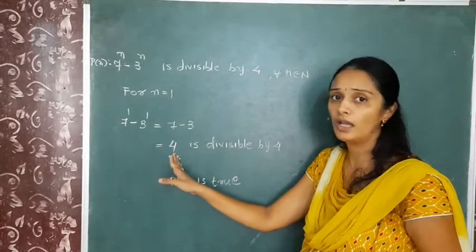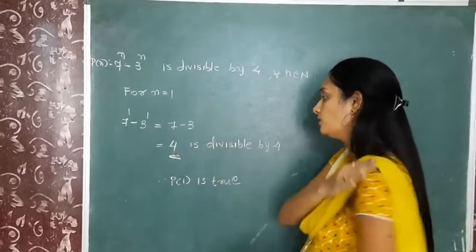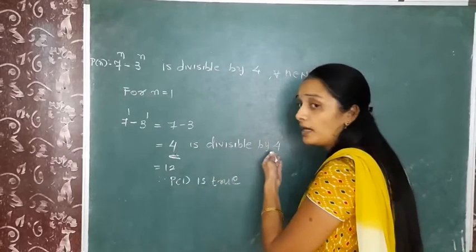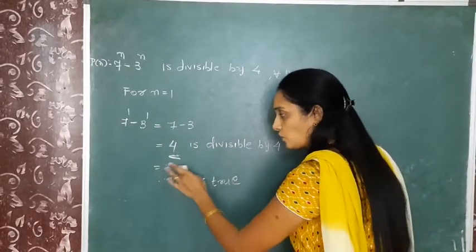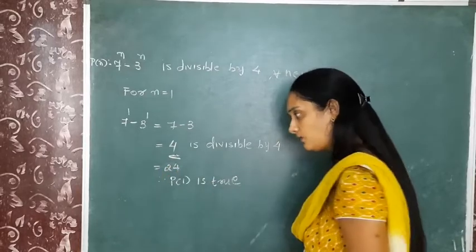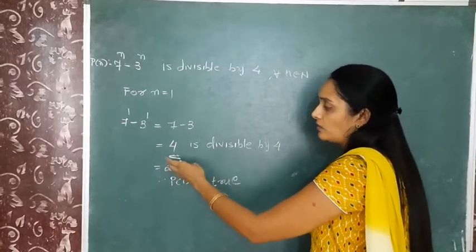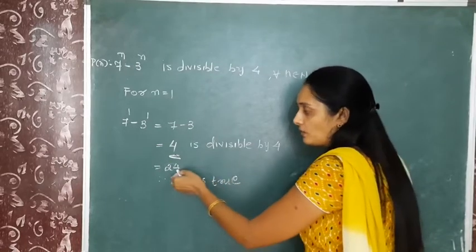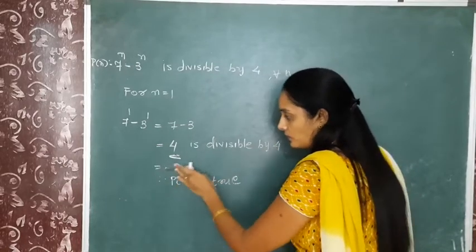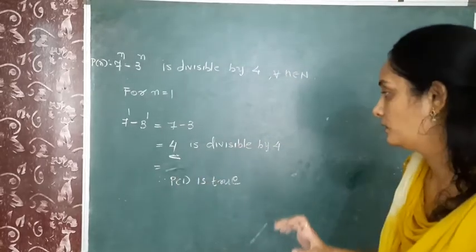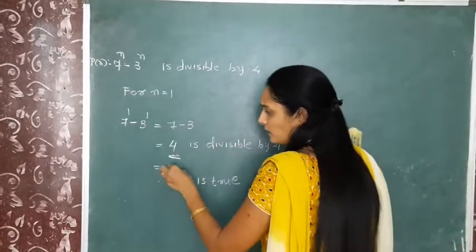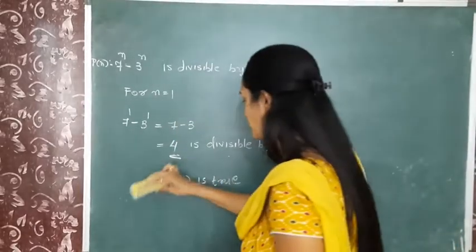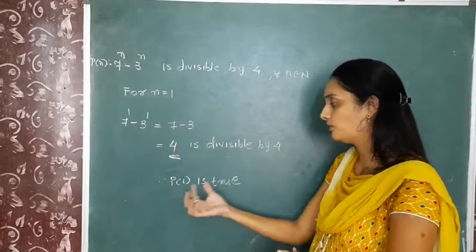Here we have 4 and we can say that 4 is divisible by 4. If here 12, then we also say that 12 is divisible by 4 and therefore P1 is true. If here 24, then we can also say that the given statement is true for n is equal to 1 because 24 is divisible by 4. If here 40, then also we can say the statement is true for n is equal to 1. So we say that P of 1 is true.